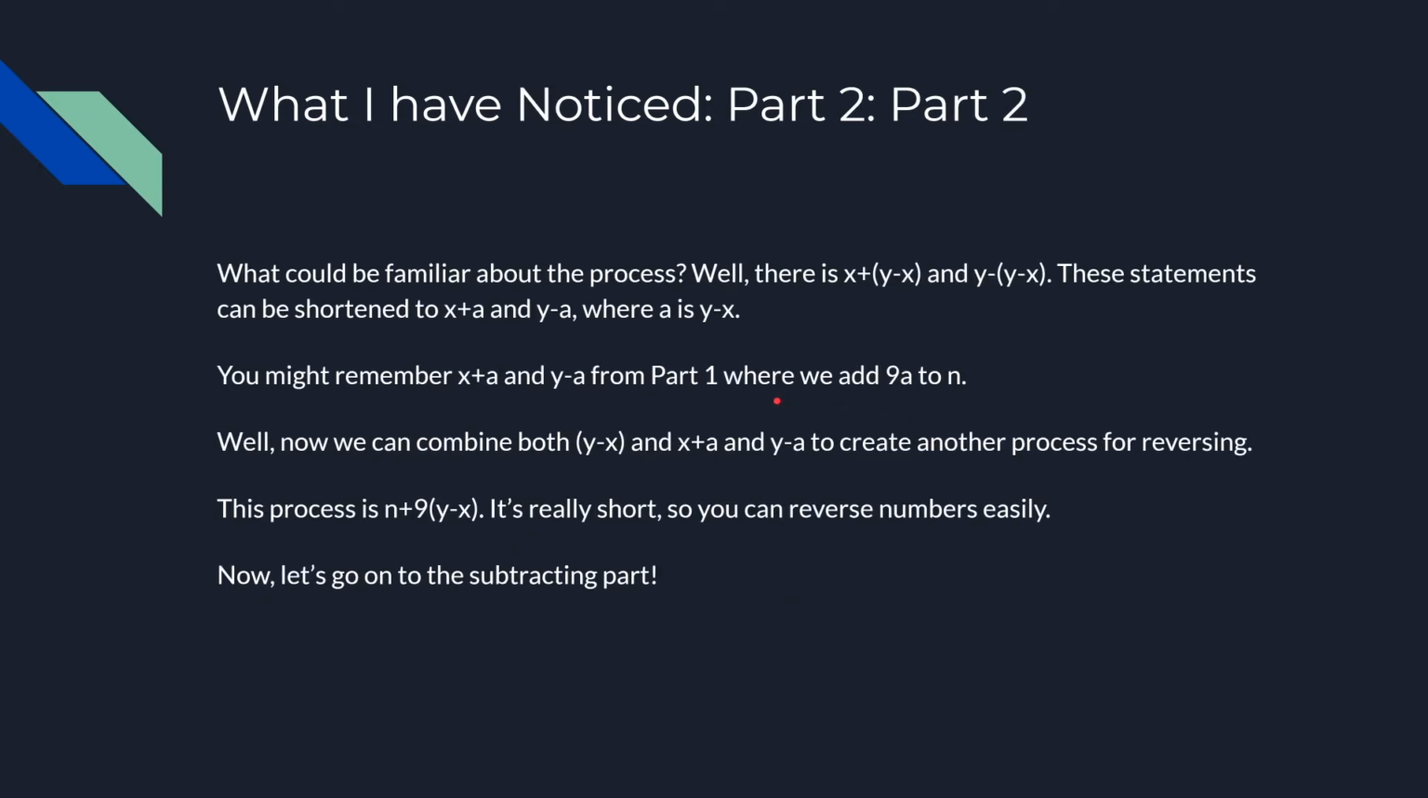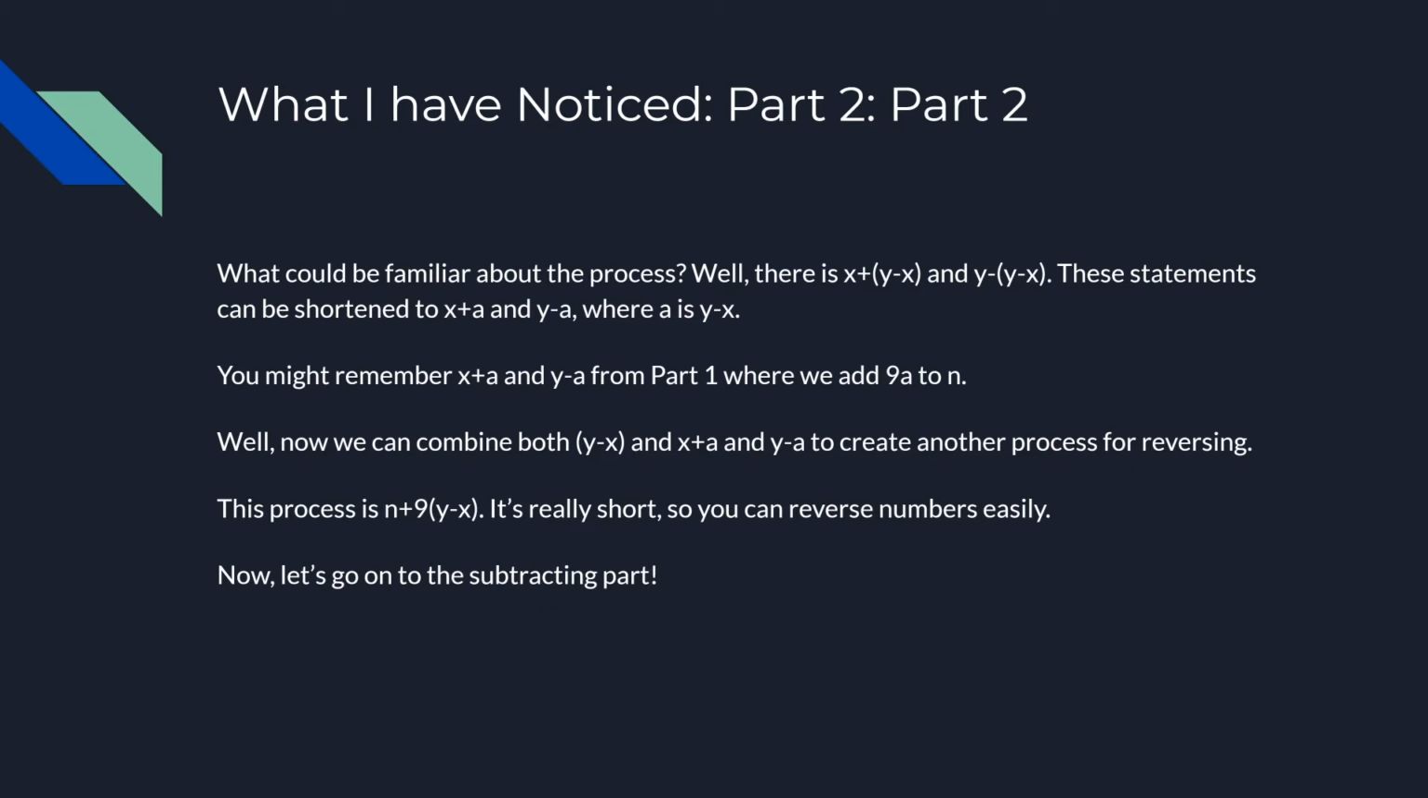What could be familiar about the process? Well, there's x plus y minus x and y minus y minus x. These statements can be shortened to x plus a and y minus a, where a is y minus x. You might remember x plus a and y minus a from part 1, where we add 9a to n. Well, now we can combine both to create another process for reversing. This process is n plus 9 times y minus x. It's really short, so you can reverse numbers easily.